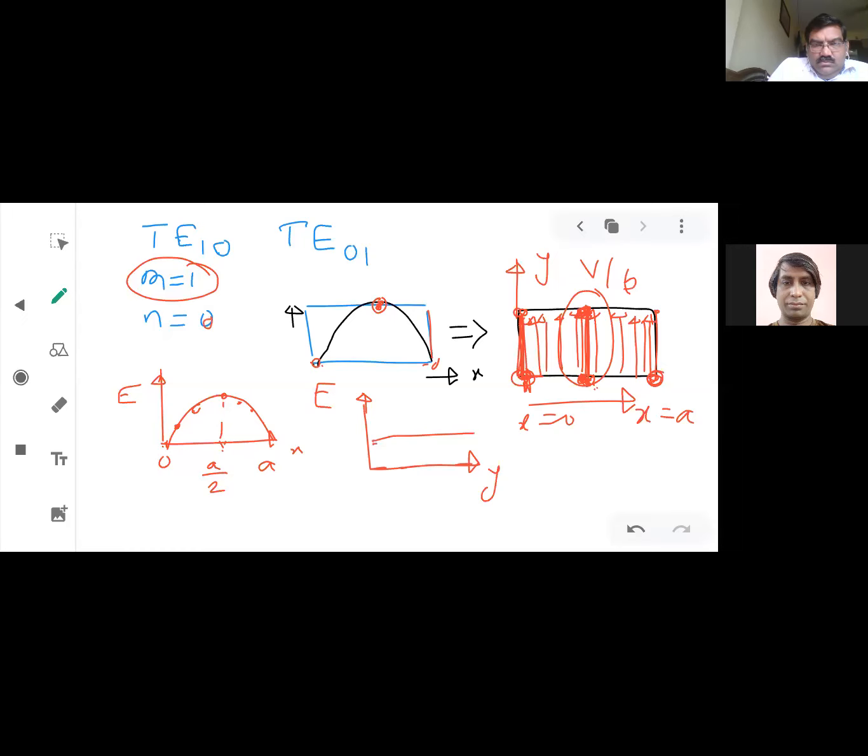And similarly, TE01. TE0 means what? There is no variation in x direction, and there is 1/2 cycle variation along the y-axis. So that is what TE01 mode means.